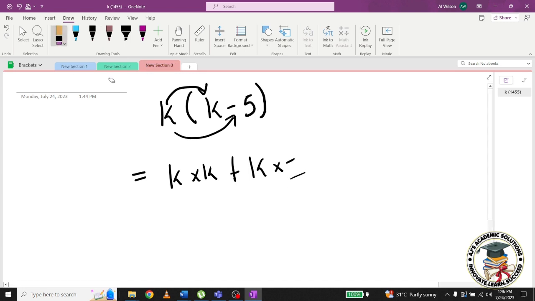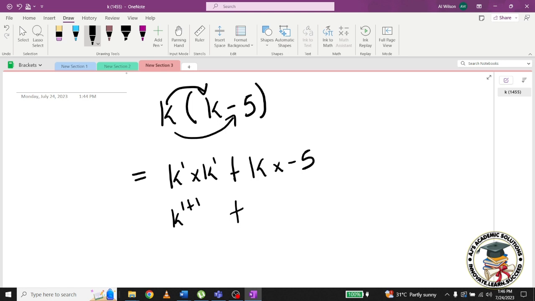Now, with this here being established, let's proceed. Now notice here, k and k both have no coefficients, which means that the coefficient is going to be 1. But recognize something as well. With variables, we have to acknowledge that they have a power. So we're going to have k, and the power, since we don't have any, we know it's going to be 1. It's 1 plus 1. We're going to maintain our plus sign. And then we have k times minus 5.